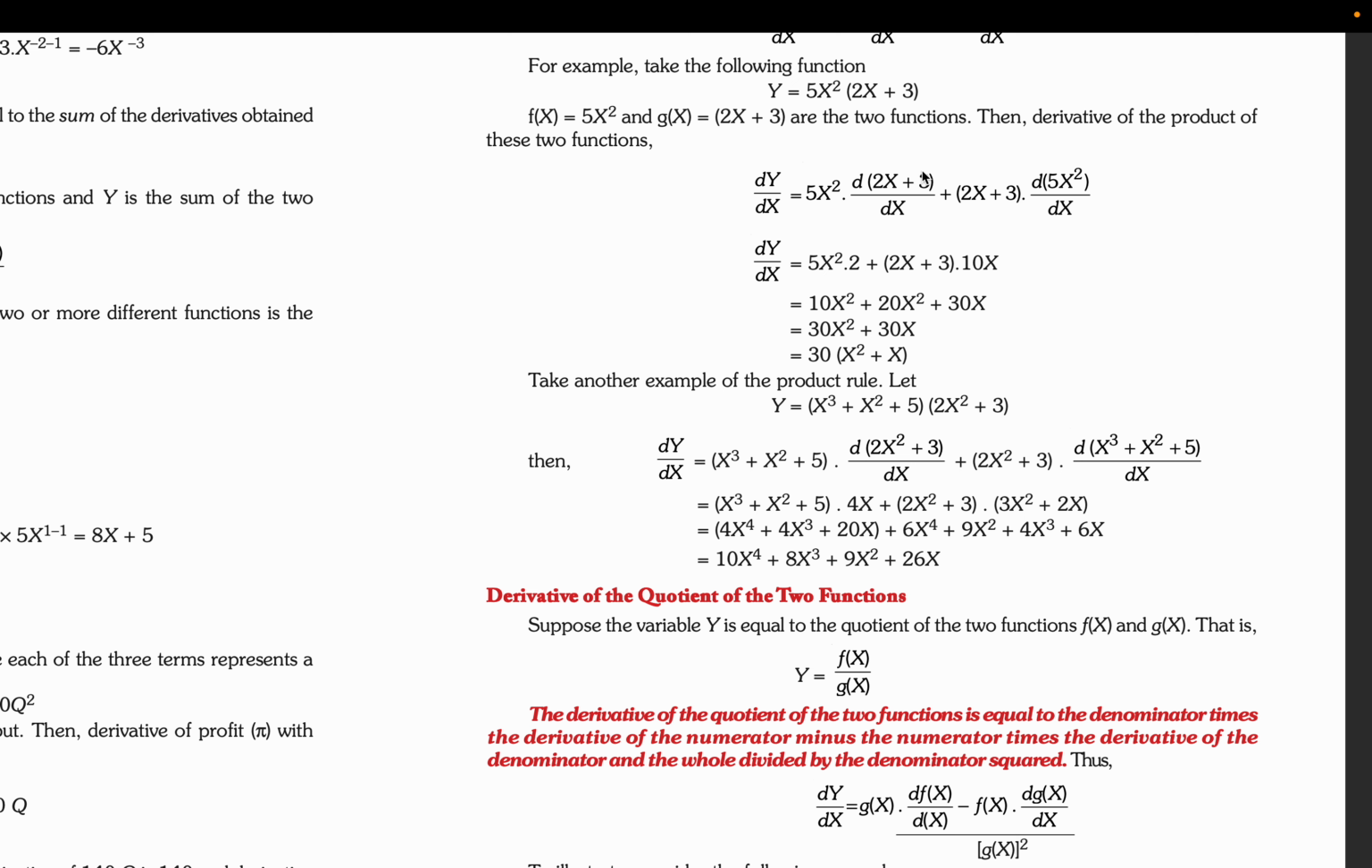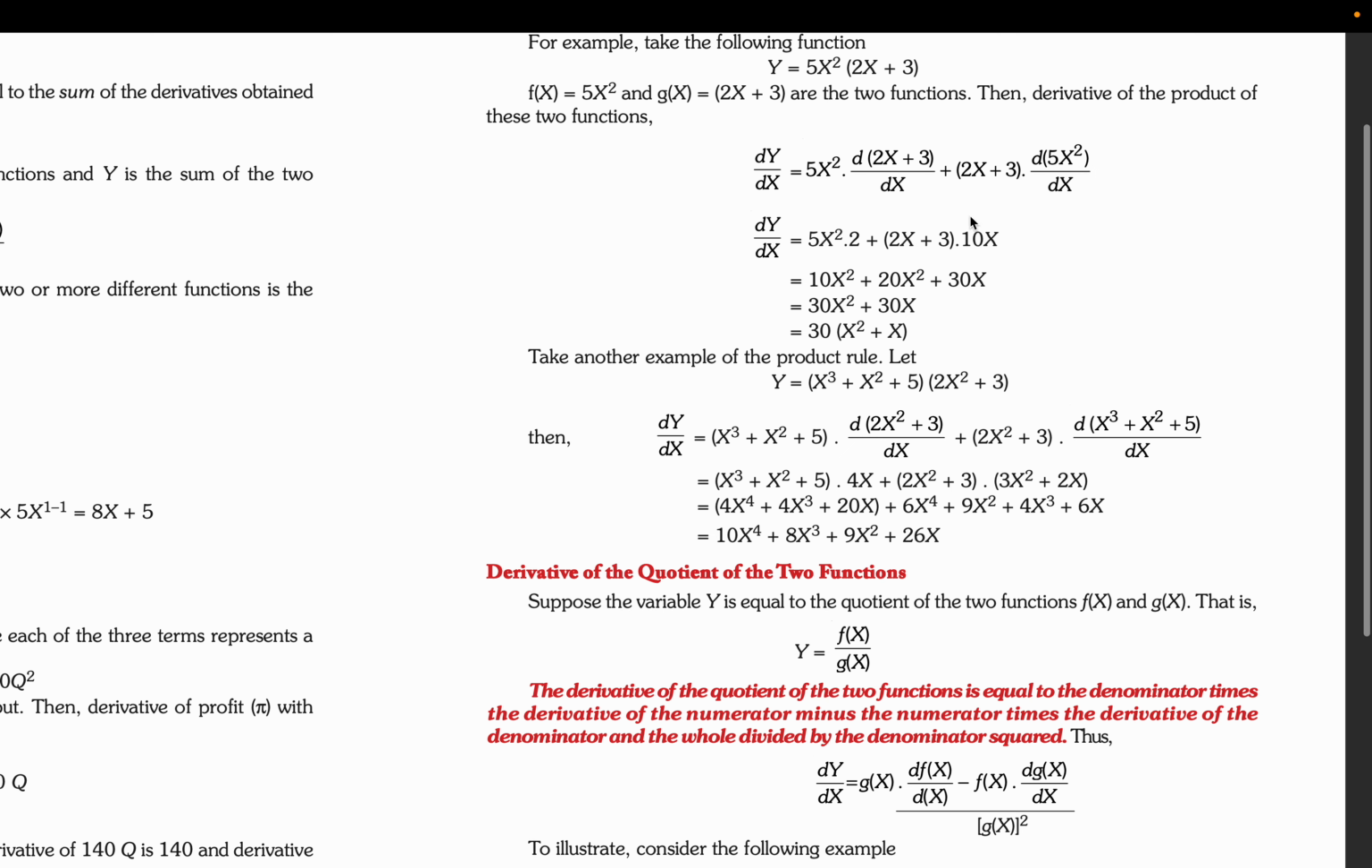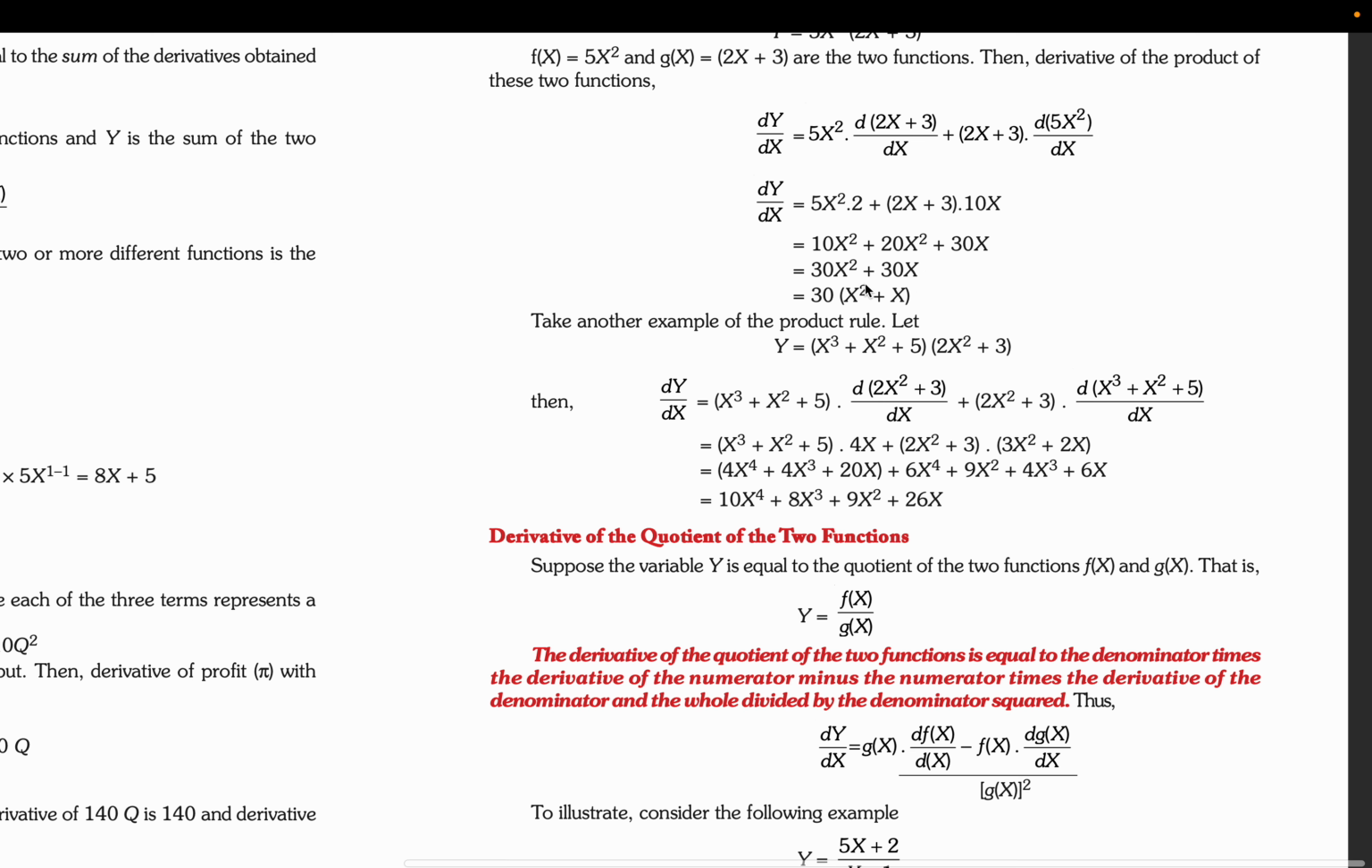And then the constant is anyway 0, so it becomes 2 plus 0, so it becomes 2, plus keeping this right here, you take the function of this, which is you bring this 2 down, 5 into 2, x to the power 2 minus 1 or 1, so it becomes 10x. That's it, as simple as that. You just take these out and whatever you need to do.